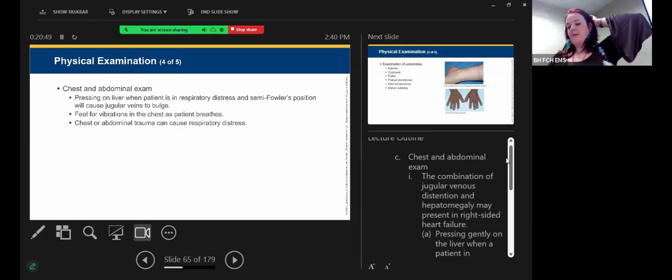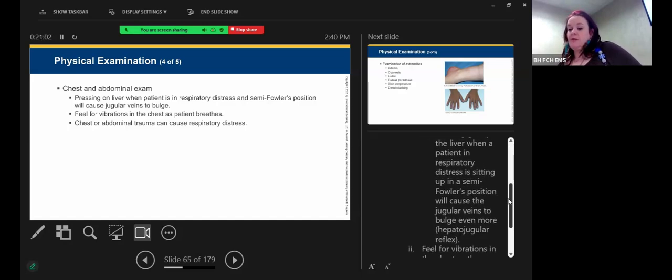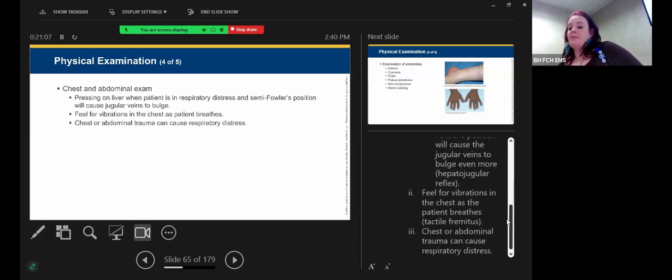So on your chest and abdominal exam, especially in your trauma patients, a combination of JVD and hepatomegaly may present in right-sided heart failure. Pressing gently on the liver when a patient in respiratory distress is sitting in a semi-Fowler's position will cause the jugular veins to bulge even more. So that is called the hepatojugular reflex.